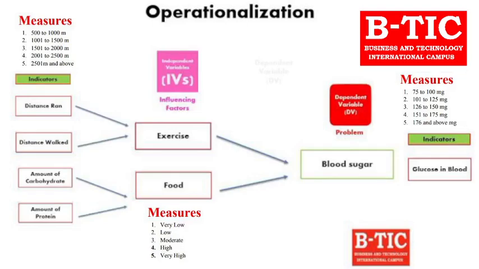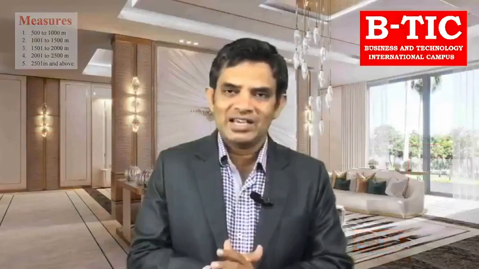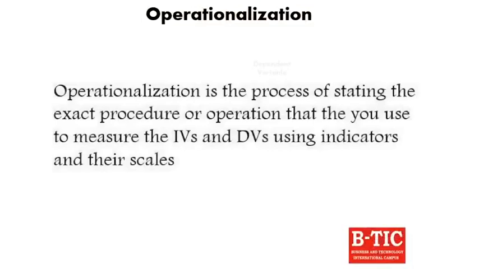Now, to develop these indicators based on the conceptual framework and to develop a scale to measure these indicators, we have to make use of the literature review as well. Right, what is operationalization then? It is a process that states exactly the procedure or the operation that the researcher used to measure all the factors, IVs and the DVs, using indicators and their scales.